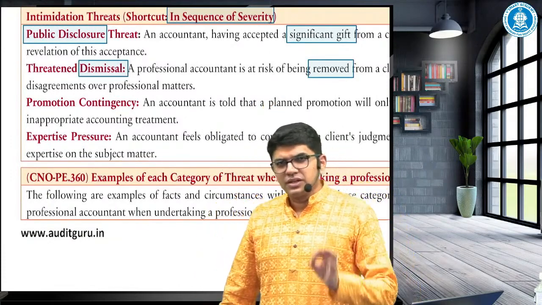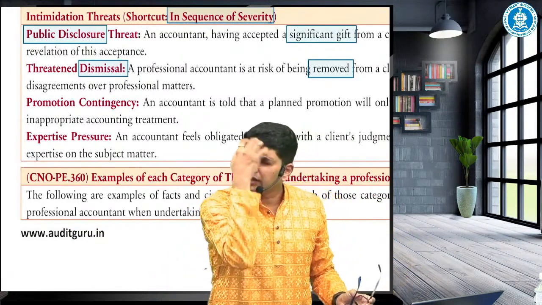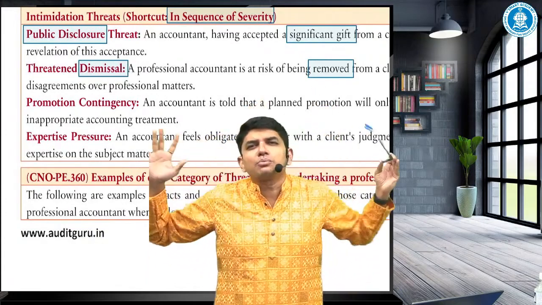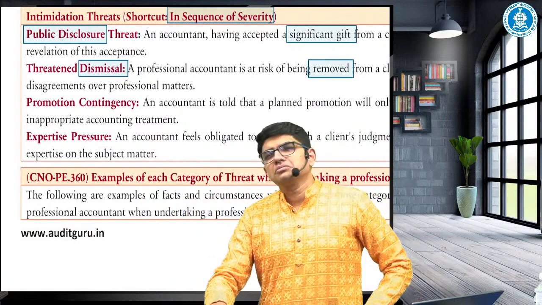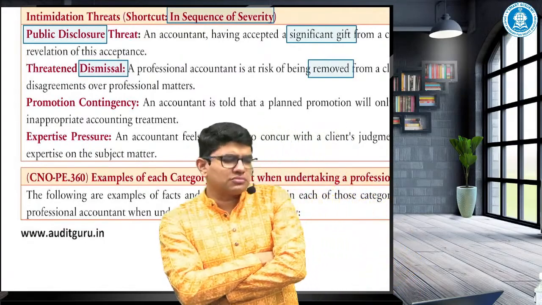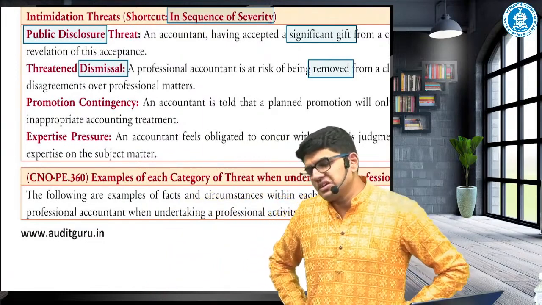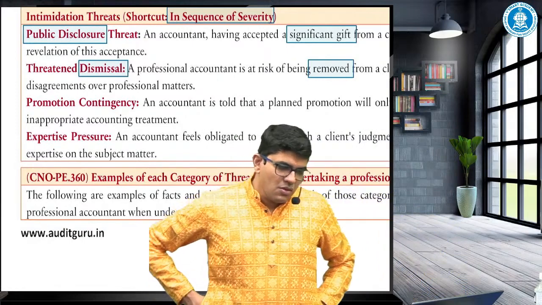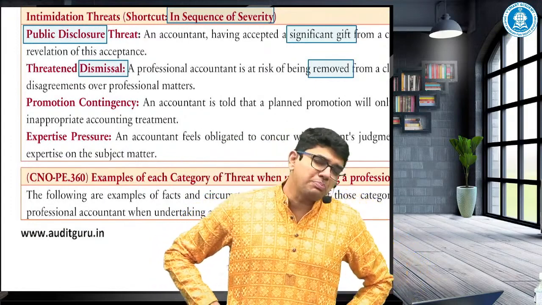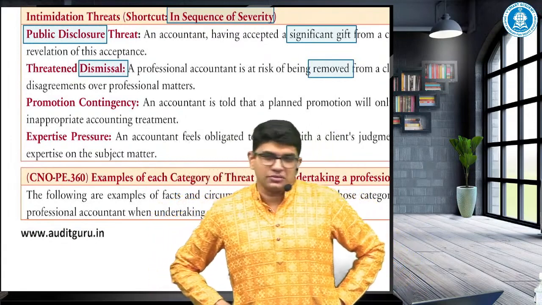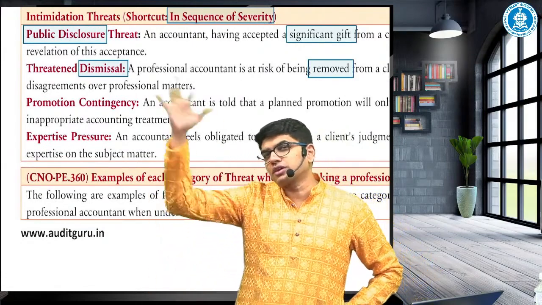Intimidation threat. Dismissal. See, again, the secret to memorization is focusing on that one word. Dismissal. Automatically, the complete point will be retained in your brain. Then, we promised you that this is how we will increase your work. First, we will give you work of a subsidiary, then more subsidiaries. Then one day, we will give you work of the parent company, the ultimate parent company. We'll give you work of consolidation. So the client has given a complete roadmap of how they will offer a lot of work to the chartered accountant.